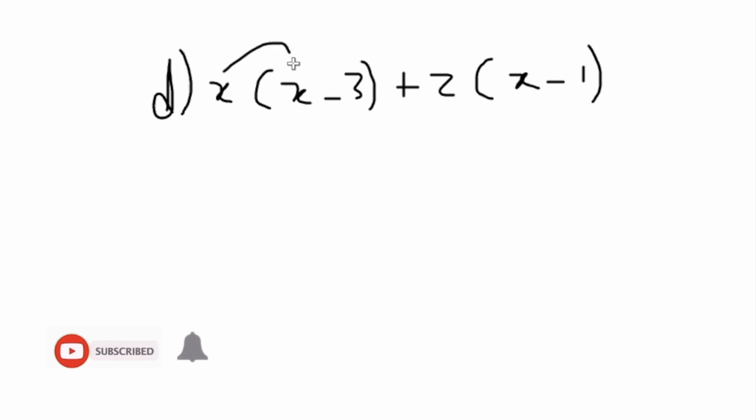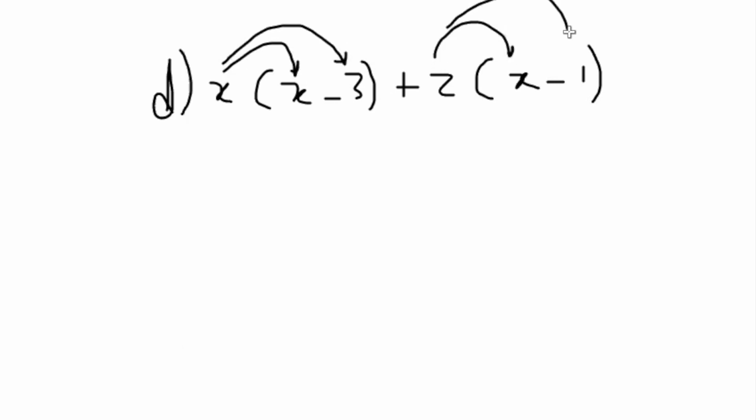The next, I'm going to have two different brackets, so I will have to expand two different sections, then simplify by adding what is common. So here we have x times x minus 3 plus 2 times x minus 1. First, I'm going to multiply the x by the first bracket, so x times x, and then x times 3, 2 times x, and then 2 times the 1. So x times x, that's x squared, and x times minus 3, that's minus 3x. 2 times x, that is positive 2x. And 2 times minus 1, that's minus 2.